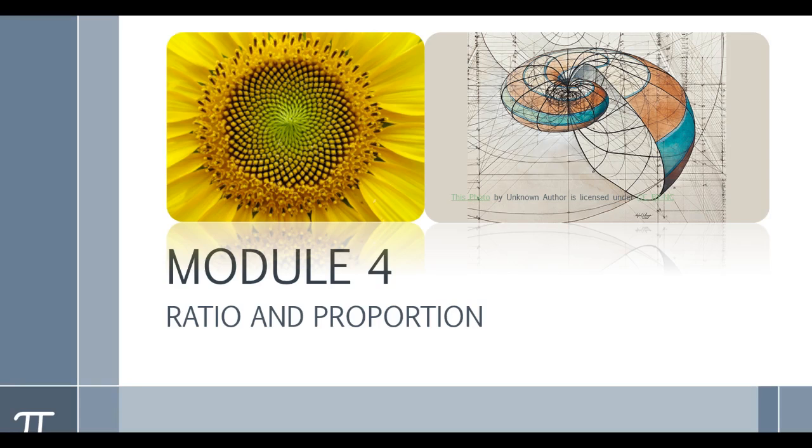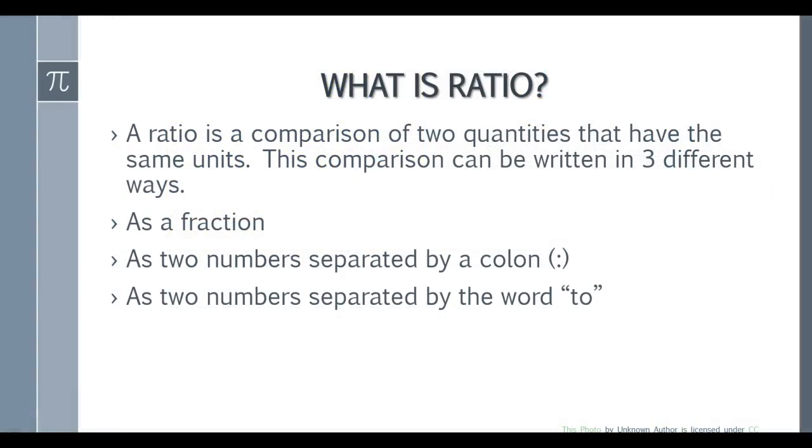Welcome to Module 4, in which you're going to be learning about ratios and proportions. What is a ratio? A ratio is a comparison of two quantities that have the same units. This comparison can be written in three different ways: as a fraction, as two numbers separated by a colon, and as two numbers separated by the word "to." Let's see some examples.